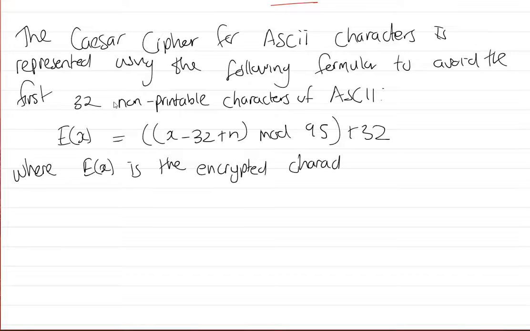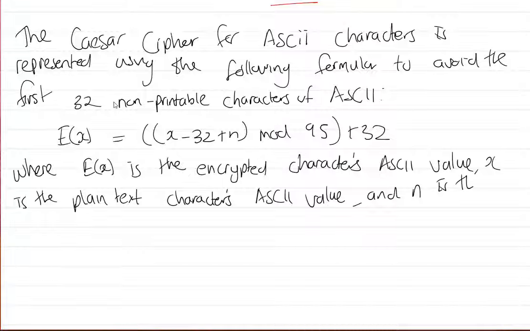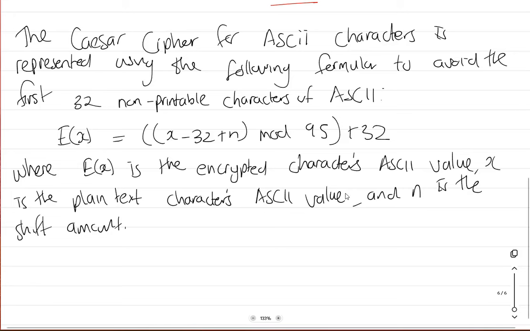Where E of x is the encrypted character's ASCII value, x is the plain text character's ASCII value, and n is the shift amount. So this is an example of a substitution cipher, because we're substituting one character for another character. And I'll show you an example. Okay, so I'm going to keep going, and then I'll show you an example.